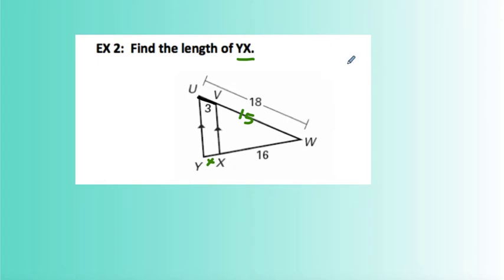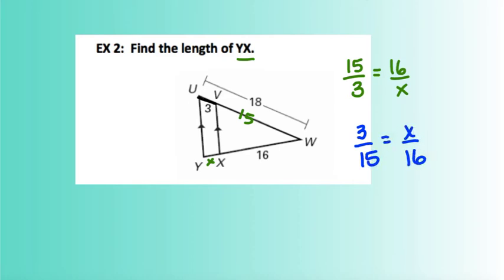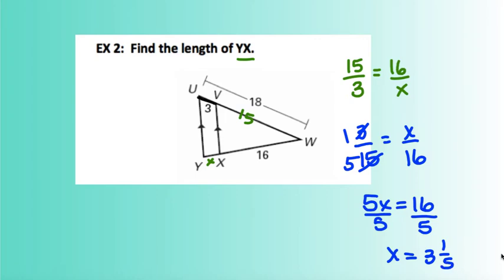So my proportion would be 15 over 3 equals 16 over x. You could also write that as 3 over 15 equals x over 16. That works as well. So 1/5, I simplify, and then I cross multiply, and I get 5x equals 16, and then I divide both sides by 5. So x equals 3 1/5, or you could leave it as 16/5. I want you guys to get used to seeing those fractions as answers because they are answers to questions.